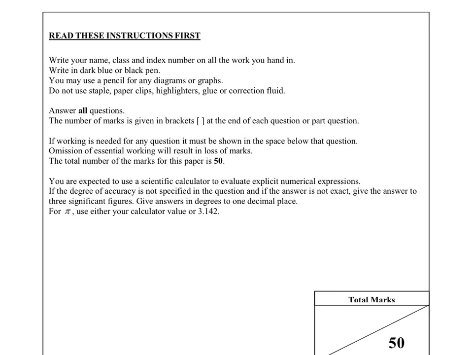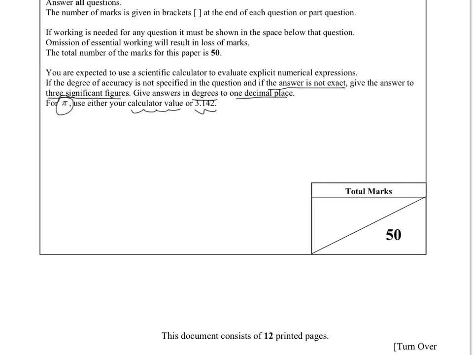If you've forgotten what I told you, remember when the answer is not exact, give your answer to three significant figures. For all angles, remember that it should be one decimal place. And for pi, remember to use either your calculator value or 3.142. I hope that clarifies a lot of things. Remember for this year's mid-year paper, we will be doing it at 40 marks.